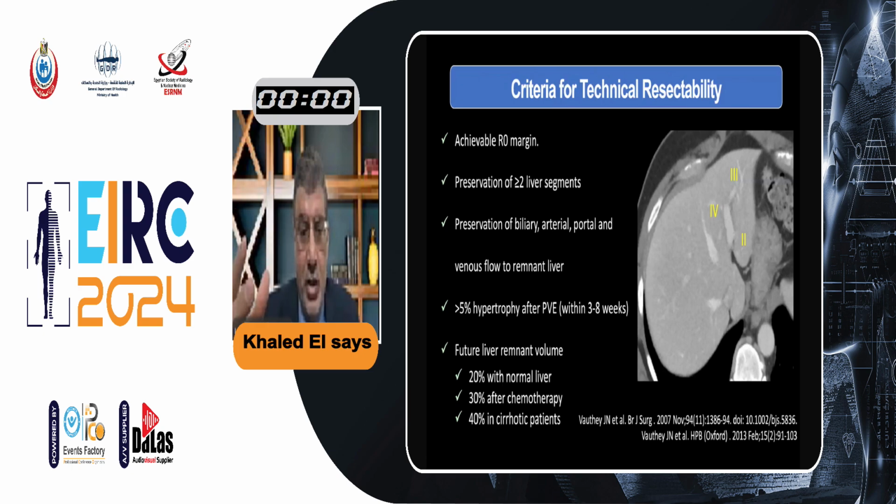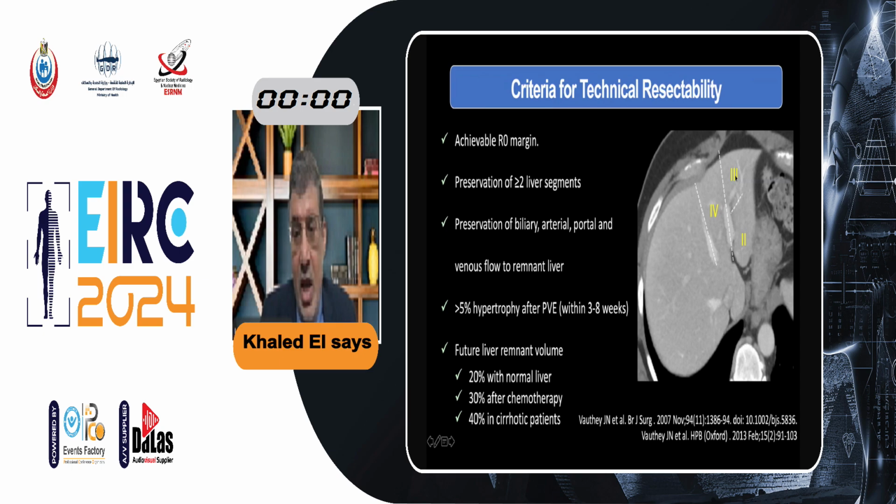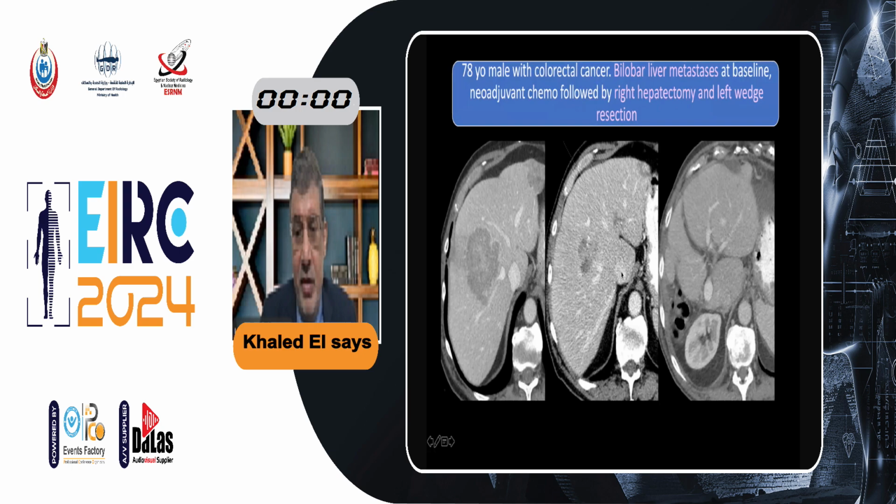So after surgical resection, you need to preserve two liver segments, achieve a clear resection margin R0, and preserve biliary, arterial, portal, and venous flow to the remnant liver. We segmented the liver like this and obtained a volumetric assessment. This is a case of liver metastases. You may think you can't ever resect this, but the plan is to give chemotherapy, obtain some response, and then resect, even this.